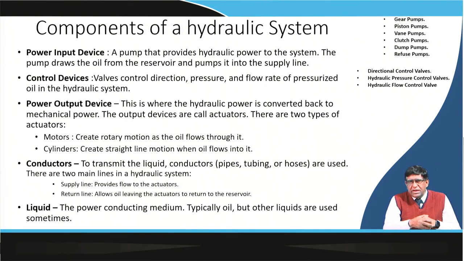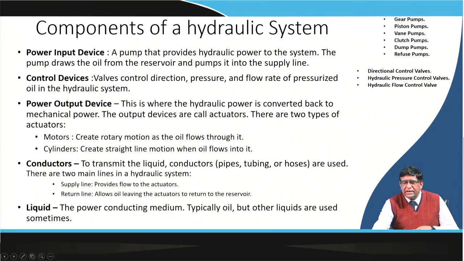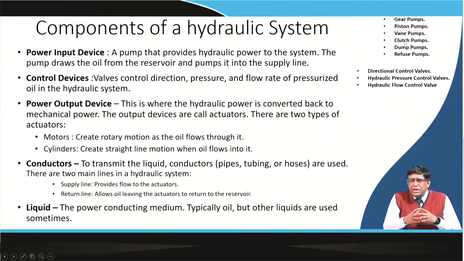So, in any hydraulic system there will be the pump as the main power input device, and pumps can be of different types for use in hydraulic systems. As you can see here, there could be a gear pump. There are a number of these, mainly the gear pump, piston pump and vane pump. These 3 types of pumps give you the main power input device for a hydraulic system.